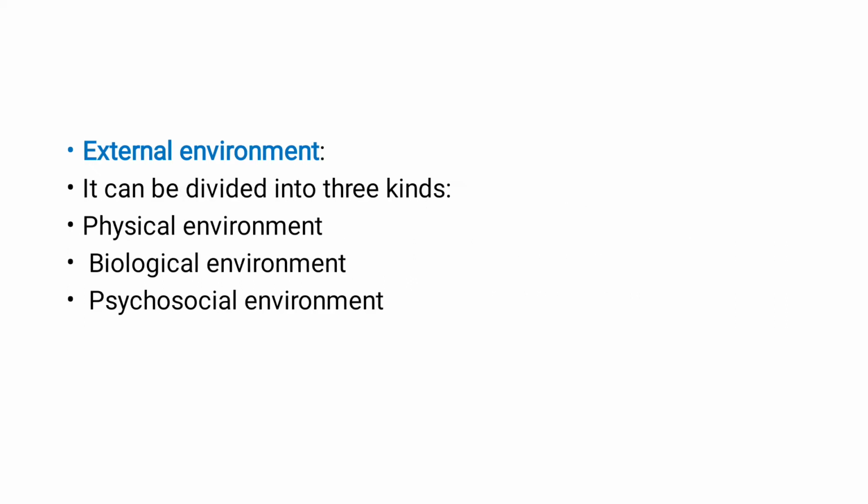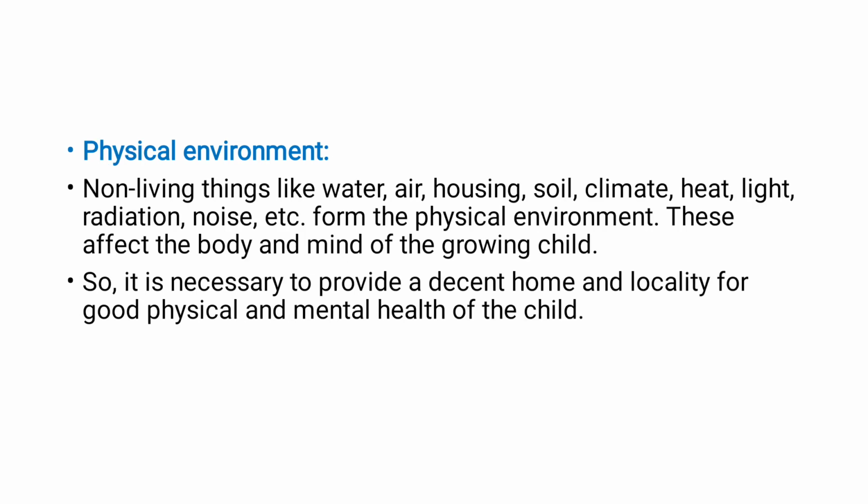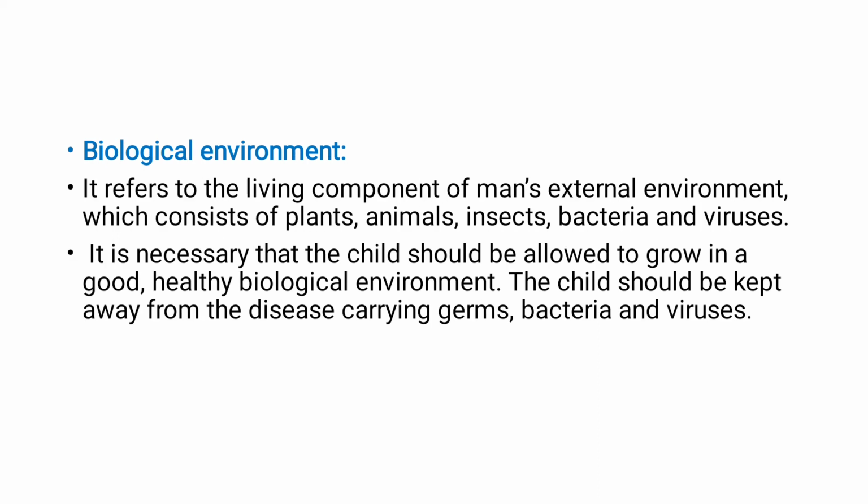The external environment is again divided into three kinds: physical environment, biological environment, and psychosocial environment. What is the physical environment? Non-living things like air, water, soil, climate, heat, light, noise and radiation; everything should be safe. You should provide a safe and conducive environment for the child for decent development. The home and the locality where you live should be decent, so that it enhances the physical development of the child in a positive way.